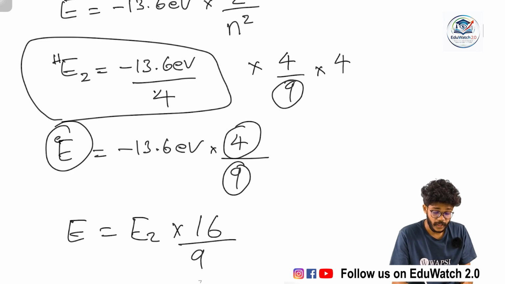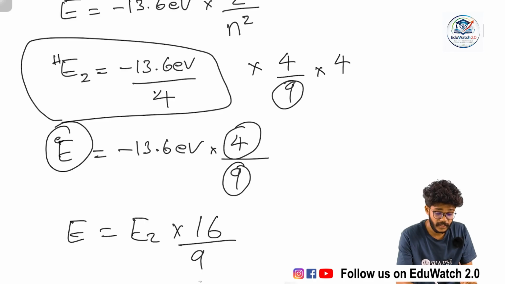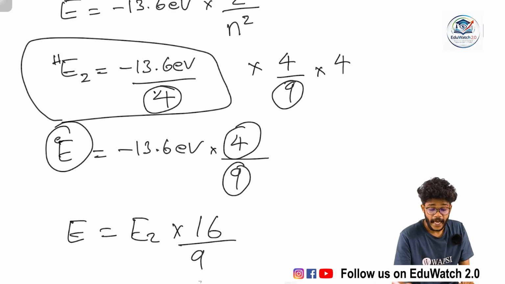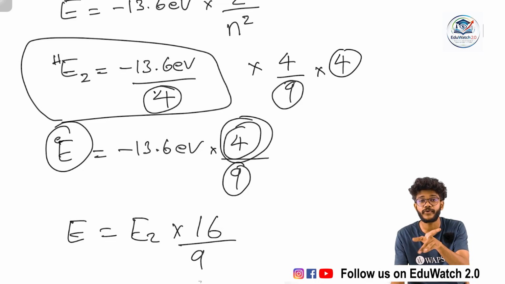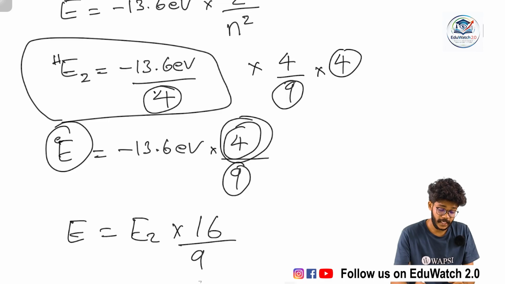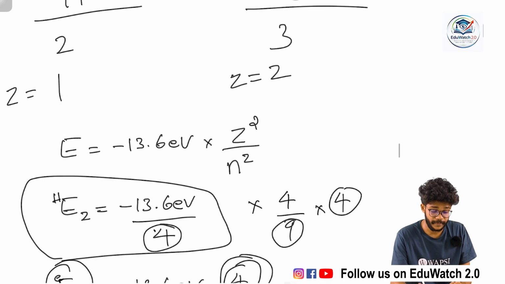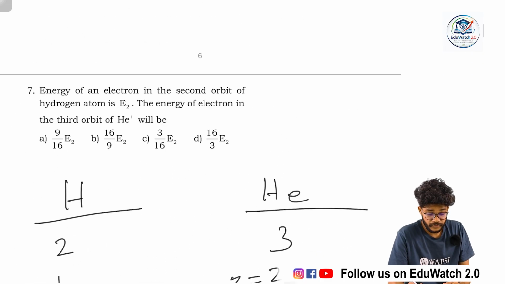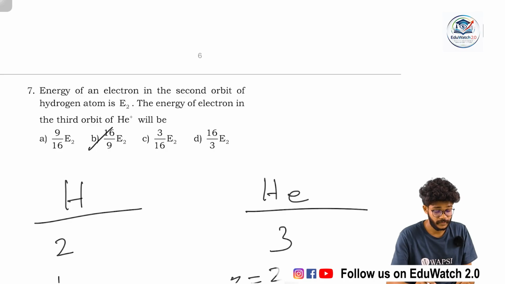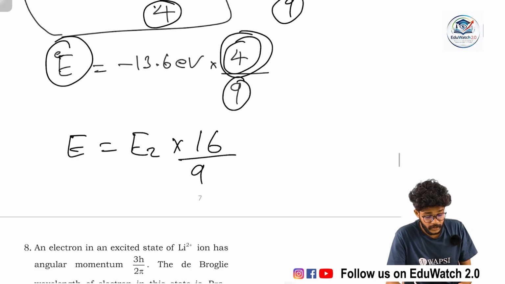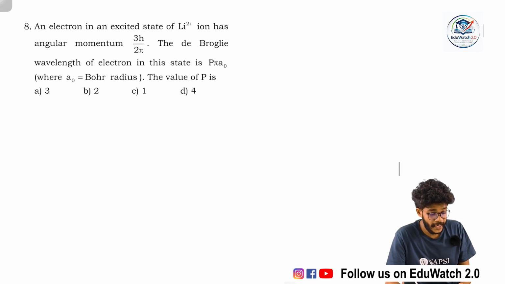So what is the reason? The first 4 will cancel out this 4 and the second 4 will give contribution to this 4. So total 4 into 4, 16, divided by 9. So E is equal to E2 into 16 by 9. 16 by 9 is option B, the correct answer for the 7th question. Okay, so we can move to the 8th question.